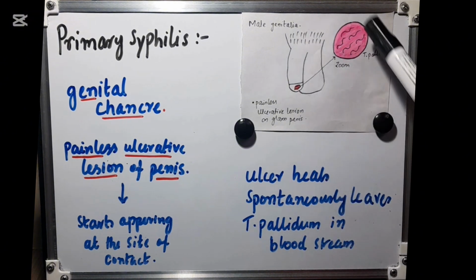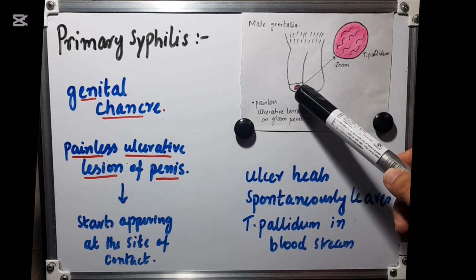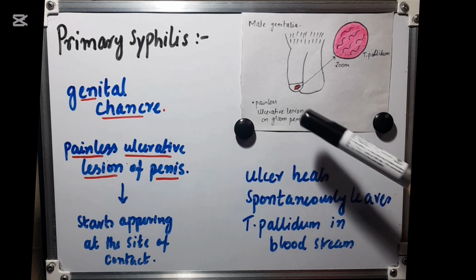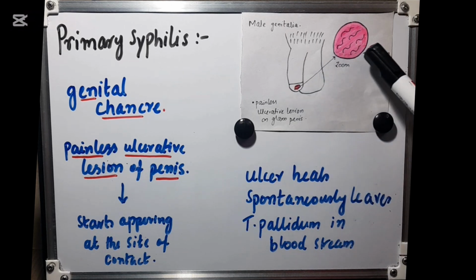As you can see in this 2D image, there is a male genitalia and we can see the red spot on the glans penis, the genital chancre, which is the painless ulcerative lesion of the penis. And we can zoom in and see the Treponema pallidum.